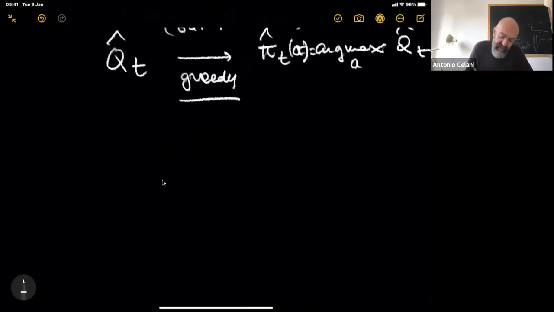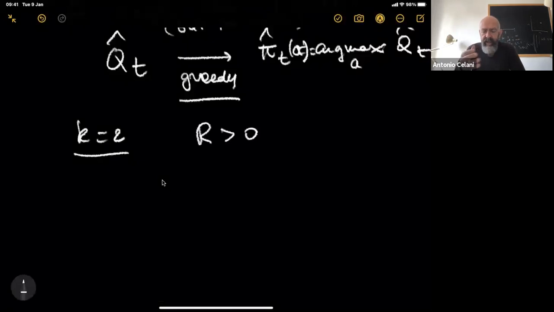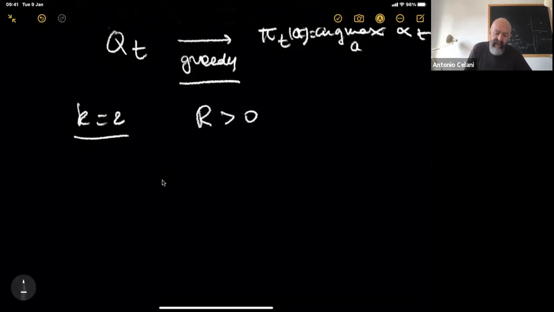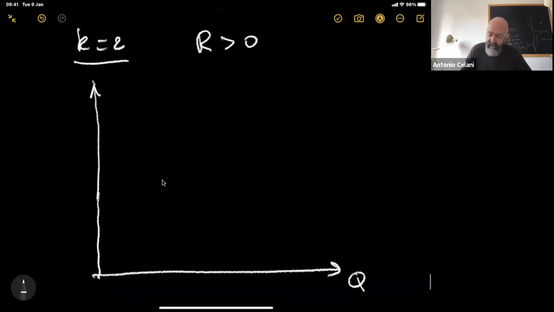Let's consider the situation with k equals 2. It's a two-arm bandit. And let's assume that the rewards are positive. There's no specific need to do that. It's just that what I will be showing in the following graphically requires that the rewards are positive. Since there are just two arms, I can graphically depict my Q vectors on these axes. So this is component Q1 and this is component Q2.